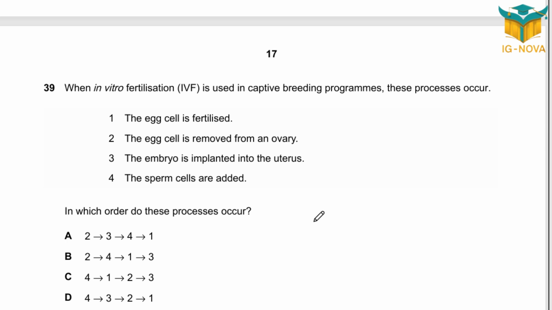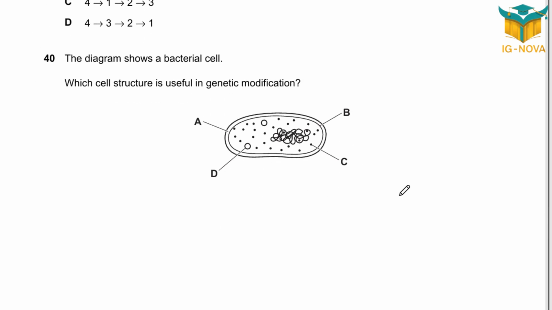Rearrangement of IVF, in vitro fertilization. The first point is we need to give FSH injection, not mentioned here. Then we need to collect the egg cells from the ovary. So 2. Then the sperms are added to them. 4. So fertilization and one or more embryos are implanted. Which structure is useful in modification? Plasmid, or option D. Thank you.